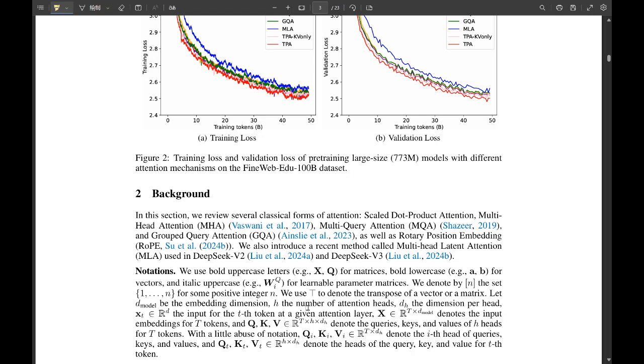But how did they actually test this TPA thing? Did they build a whole new LLM from scratch? They did. They built a new LLM architecture called T6.